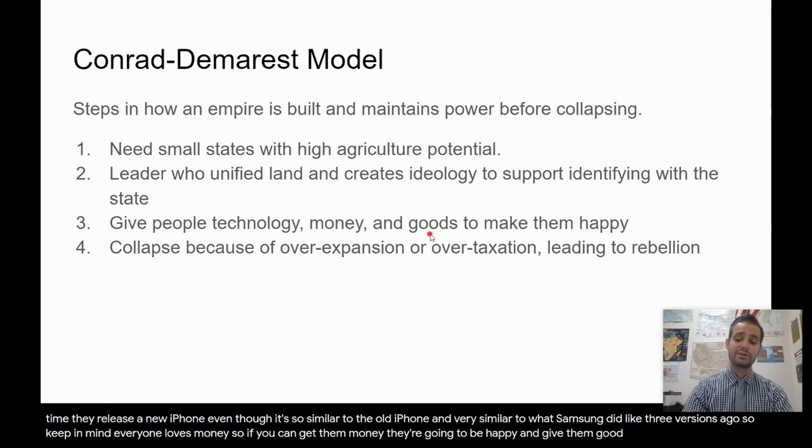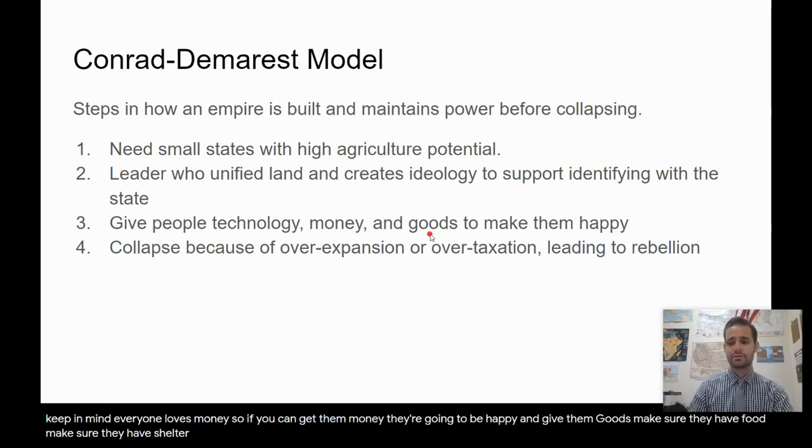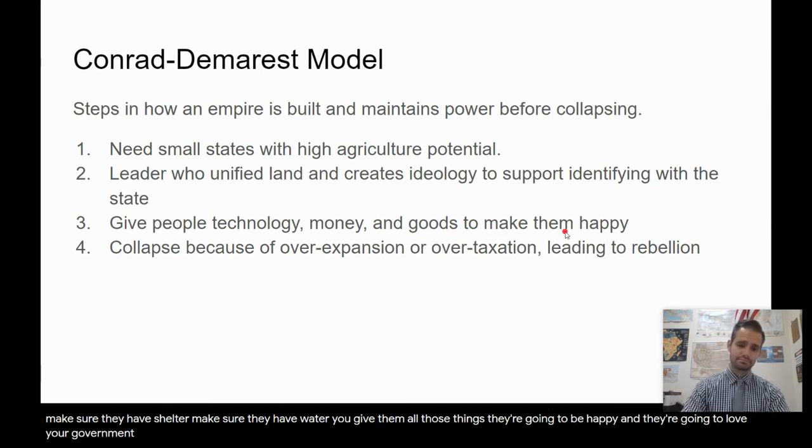So if you can get them money, they're going to be happy. And give them goods. Make sure they have food. Make sure they have shelter. Make sure they have water. You give them all those things, they're going to be happy and they're going to love your government.